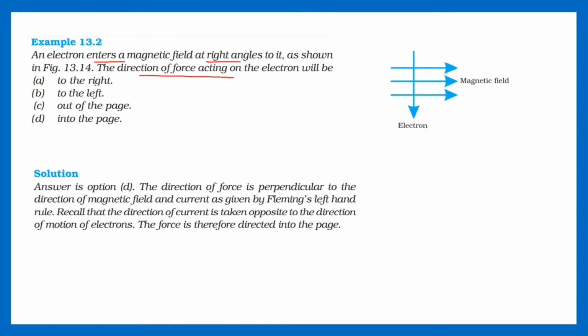Why? The direction of force is perpendicular to the direction of magnetic field and current, as it is given by Fleming's left hand rule. If we recall that rule, the direction of current is taken opposite to the direction of motion of electrons. So that is why the force acting on the electron will be into the page. अंदर की तरफ होगा, पेज में अंदर की तरफ, right?